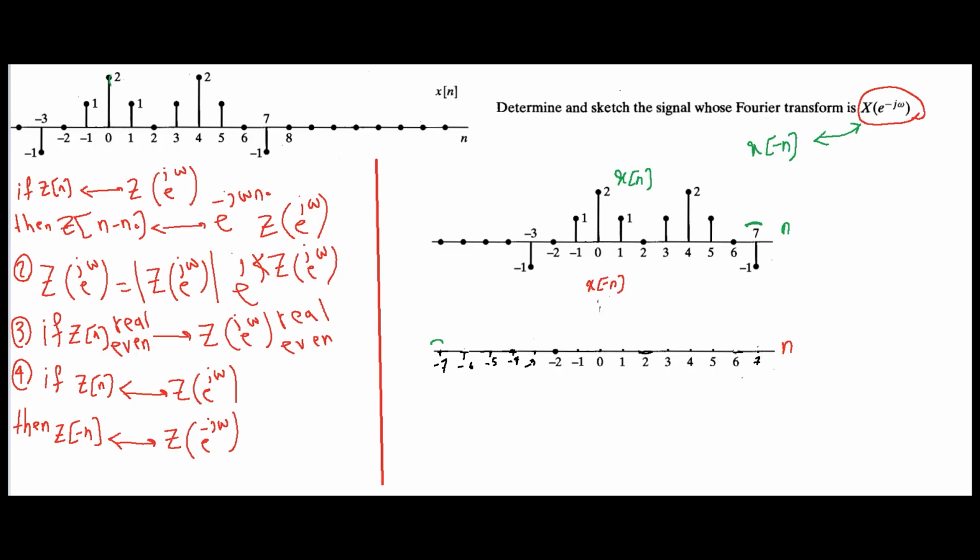For example, if the signal value at n equals 7 is -1, then at n equals -7, it will also be -1. If the signal value at n equals 5 is 1, then at n equals -5, it will be 1. By reversing all time indices, we obtain x[minus n].